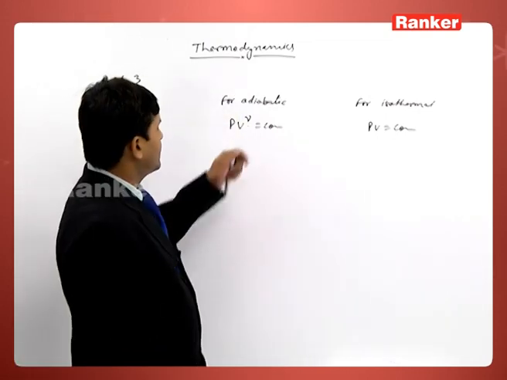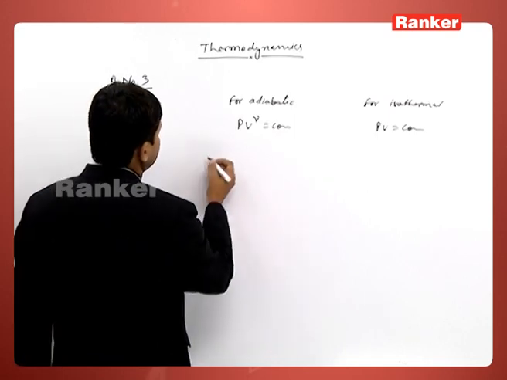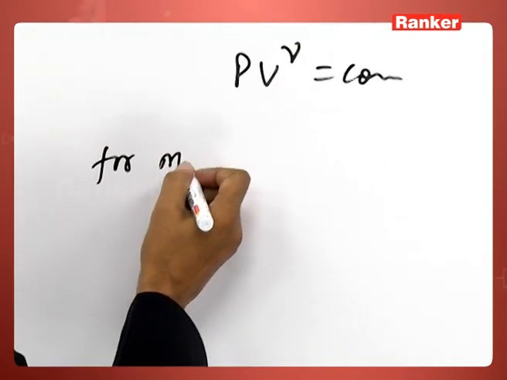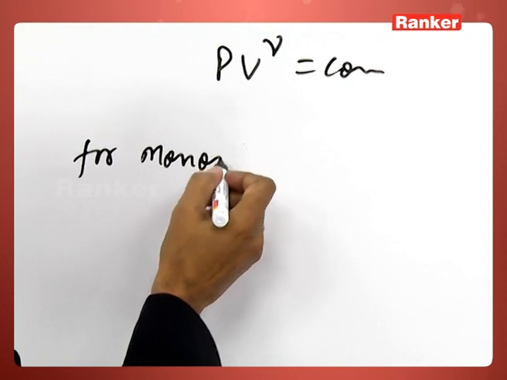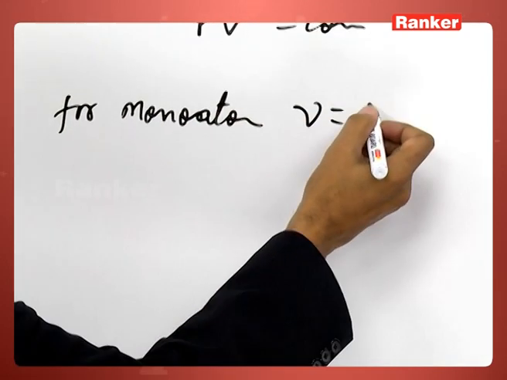Now here, gamma depends on the type of gas. For monoatomic gas, gamma is 5/3.